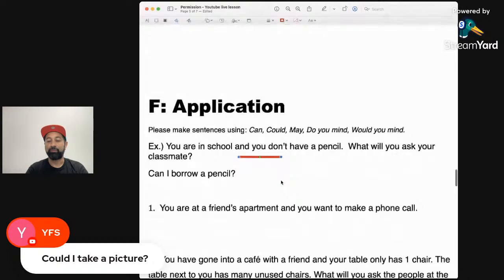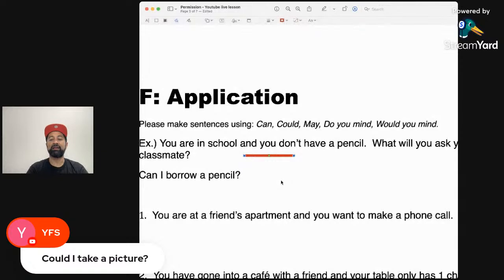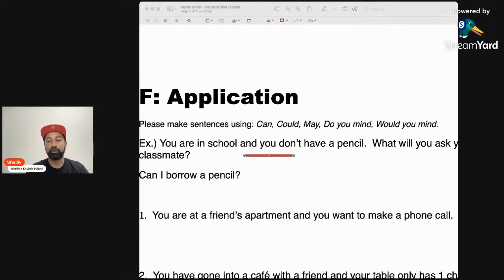Okay, so let's look at number one. Number one says, you are at your friend's apartment and you want to make a phone call. Maybe your phone is dead. So you want to make a phone call. Now, I've said that sentence a couple of times before. I'm going to type it in here. Your phone is dead. Does anybody understand what that means? Your phone is dead.